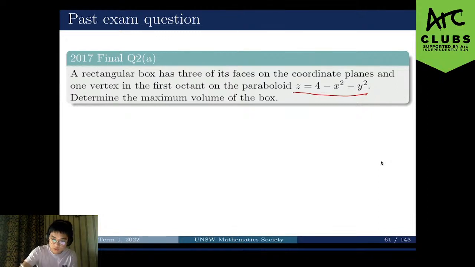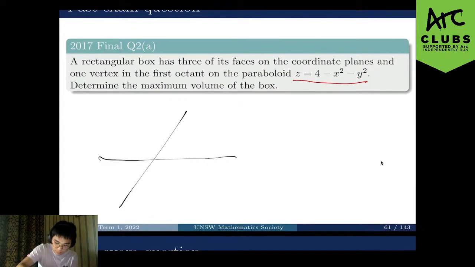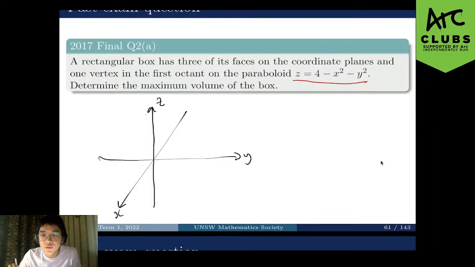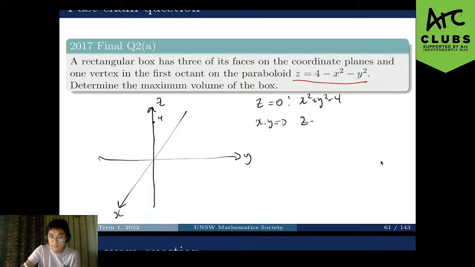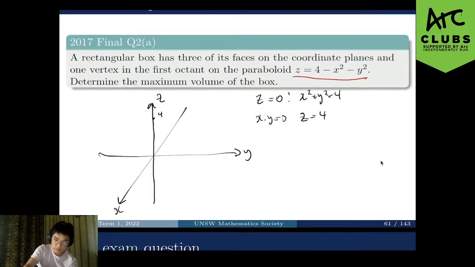So if we kind of draw it up, so this is x, y, z. And we have the paraboloid, z equals 4 minus x squared minus y squared. So what does that look like? When x and y is equal to 0, z equals 4. And when z is equal to 0, we have a circle with radius 2.